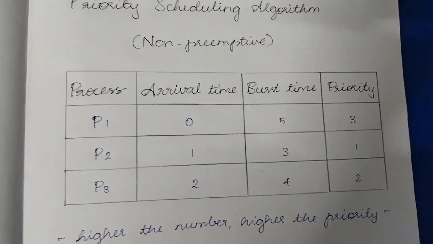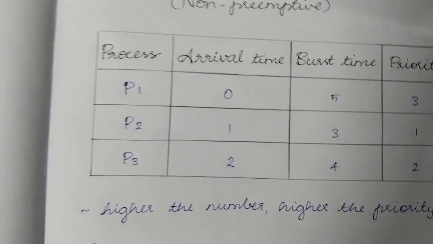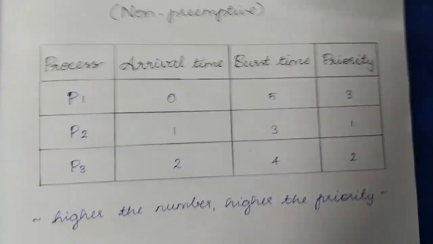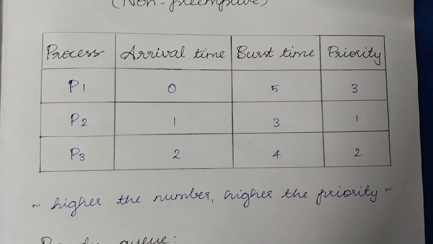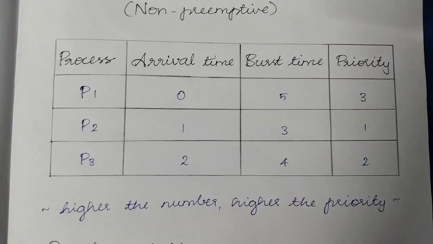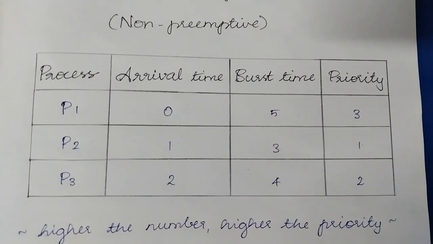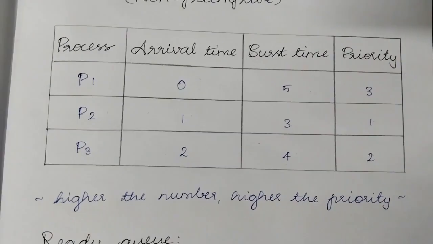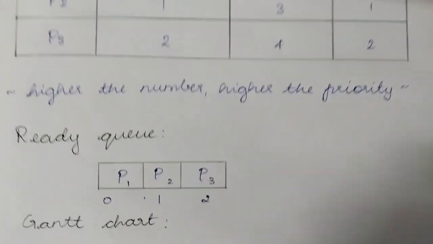We are given three processes with arrival time, burst time, and priority. P1 has the highest priority and P2 has the lowest priority, as we are given higher the number, higher the priority. So first, let's draw the ready queue based on the arrival time. So let's see the ready queue.